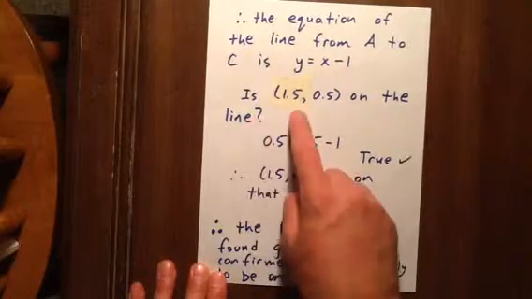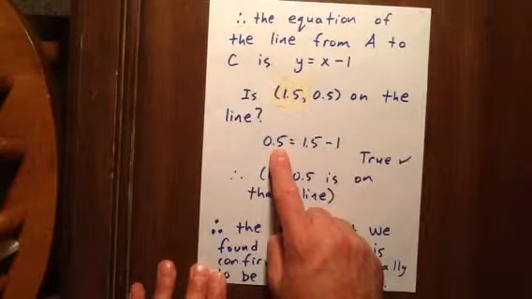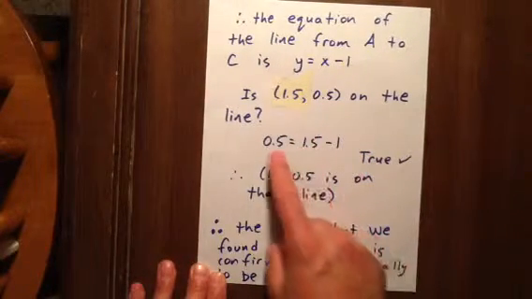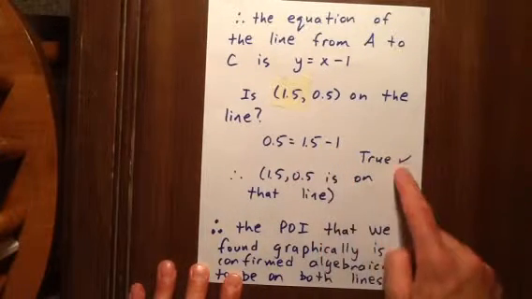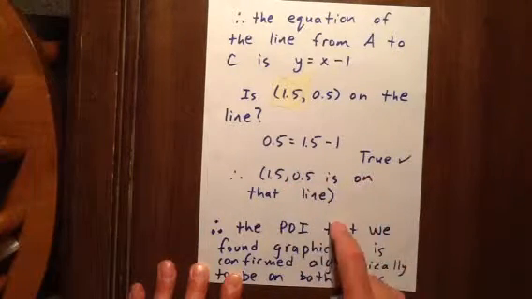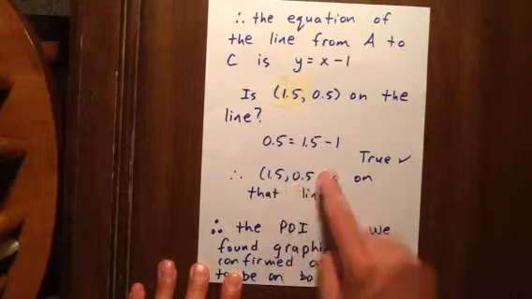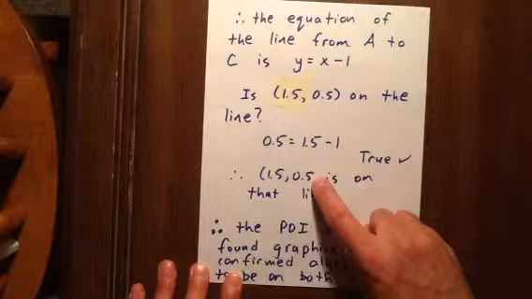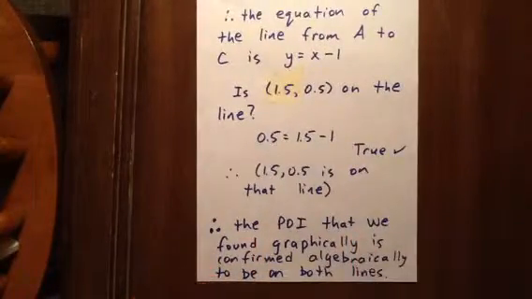We then ask, is 1.5 comma 0.5 on that line? Well, letting y be 0.5 and x be 1.5, we ask ourselves, does 0.5 equal 1.5 minus 1? Yes, it does. That's true. So therefore, this point is also on the second line. It should say 1.5 comma 0.5, and I should close the bracket there. And that's also on the second line. So that means that the point of intersection that we found graphically is confirmed algebraically to be on both lines. And that's what the question asked us to do.